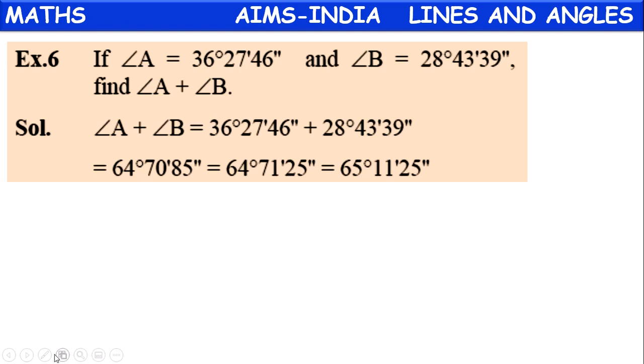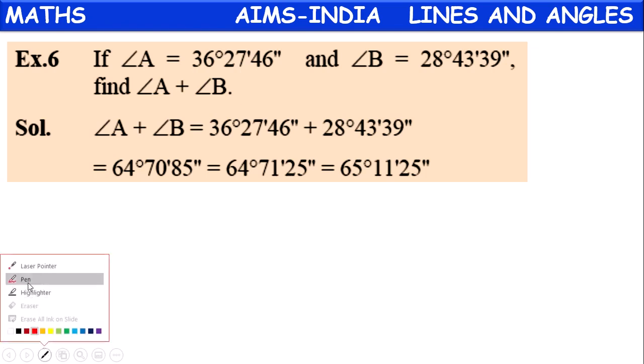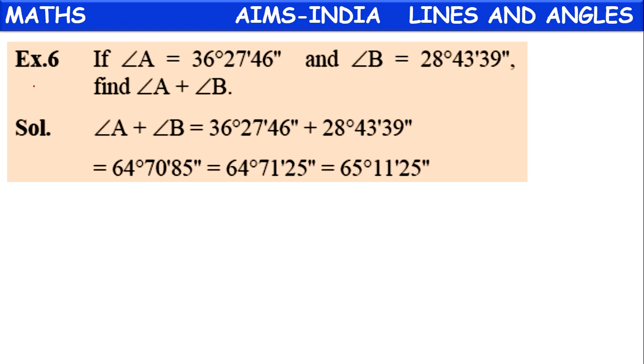So yesterday, up to example 5, we have learned, children. So let's start from example 6. If angle A equals 36 degrees, 27 minutes, 46 seconds and angle B equals 28 degrees, 43 minutes, 39 seconds, find angle A plus angle B. They have given the measurement of angle A and angle B. We have to find their sum.